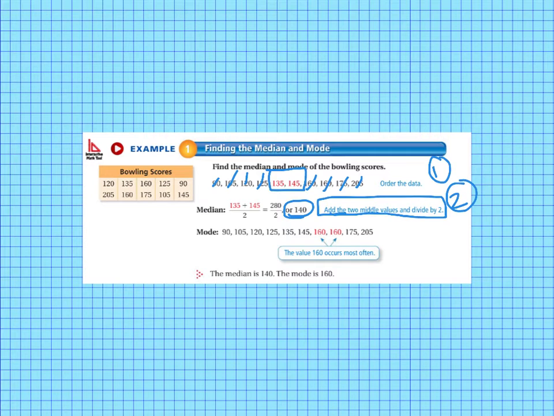And our third step is to find the mode. We look at our list of numbers, and we can see that there are two 160s and only one of every other number. So the value 160 occurs the most often. So our answers are the median is 140 and the mode is 160.